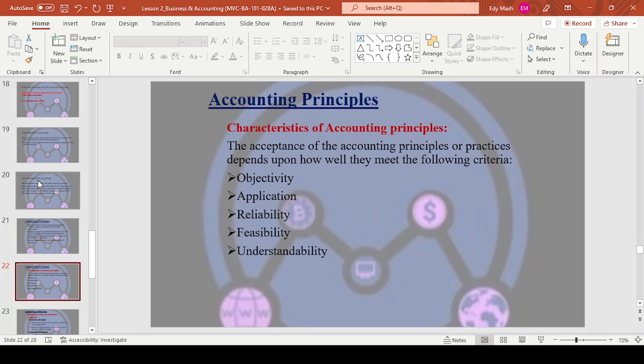All right. So the characteristics of accounting principles: the acceptance of accounting principles or practices depends on how well they meet the following criteria. Number 1, objectivity. Number 2, application. Number 3, reliability. Number 4, feasibility. And lastly, understandability. Because accounting is of no use if people cannot understand. So it needs to be basic and simple for everyone. And feasible, it needs to have been proven in the past that it works. And reliable, with a use case application. And the objectives have to be clear.